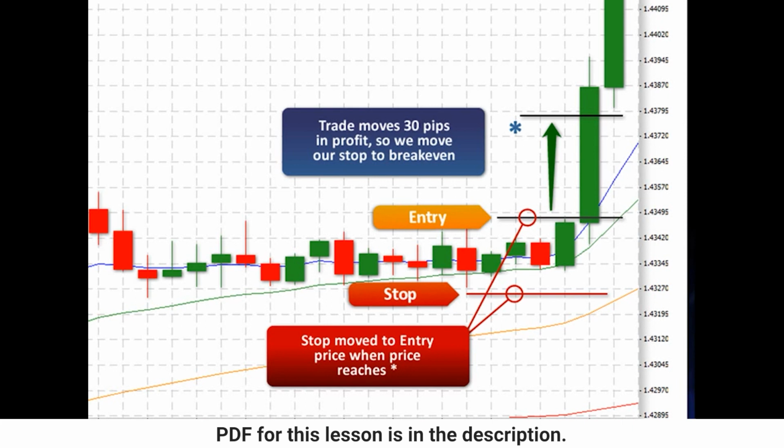For illustration purposes, let's say we trail our stop below the low of each bar as each bar completes. This is what would happen.